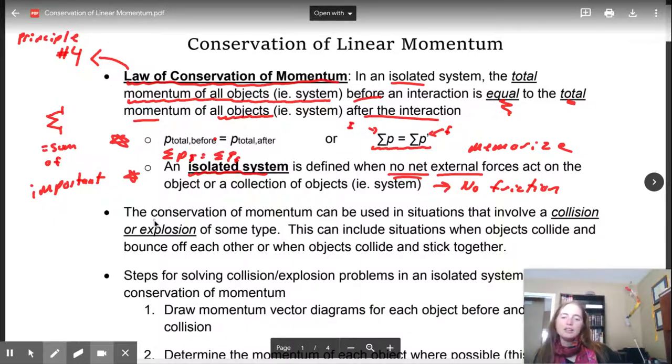So the conservation of momentum will be used in a couple of different situations. What we're going to be dealing with is collisions or explosions.